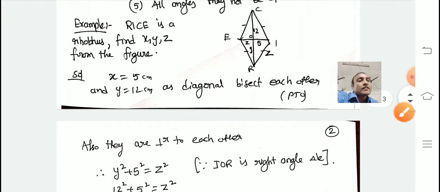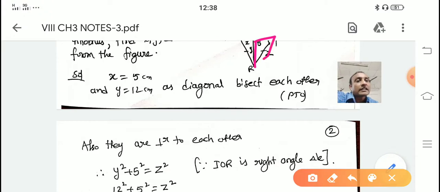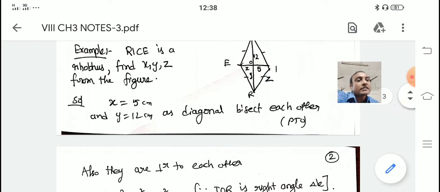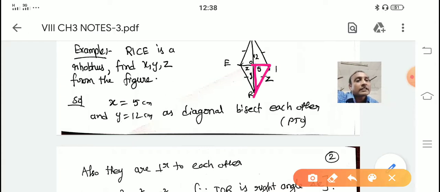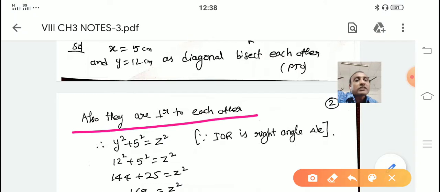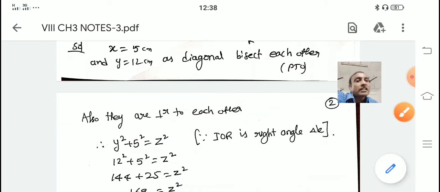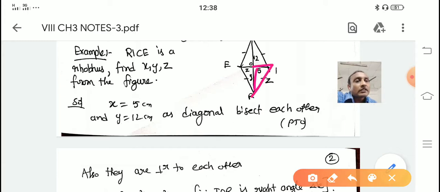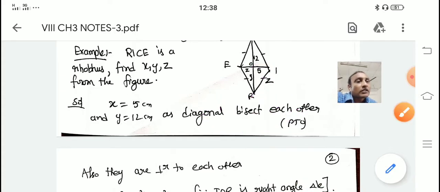Next. Now, using Pythagoras theorem, because you can see this is a right angle triangle. Here you can see a right angle triangle, right. So, using that, this is a right angle triangle. The diagonals perpendicularly bisect each other. So, you can say that in that right angle triangle, y square plus z square is equal to y square plus 5 square is equal to z square. What is that?